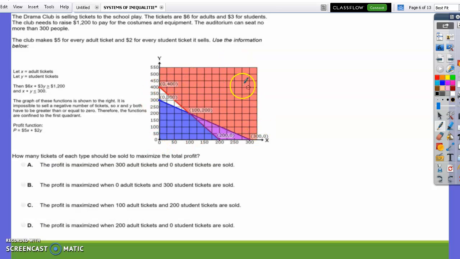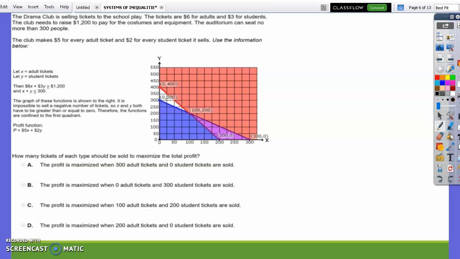And then they give you this graph, all right, representing this over here. It says the graph of these functions is shown to the right, so this is the graph. It is impossible to sell a negative number of tickets, which we know. So X and Y both have to be greater than or equal to 0. Therefore, the functions are confined to the first quadrant. So that's why it's only showing us the first quadrant, because you can't have negative ticket sales. And it gives us the profit function, which is P equals 5x plus 2y. Profit is what the school is going to make.